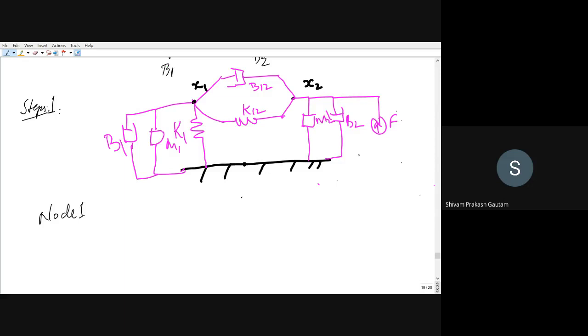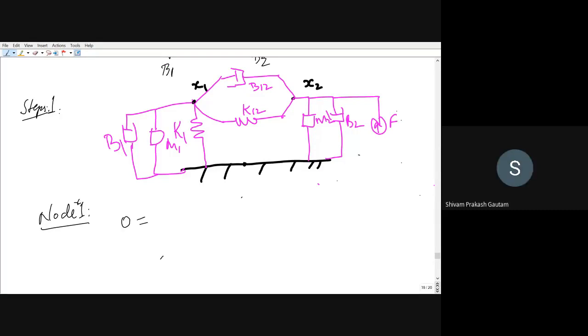Now we will apply Newton's laws at node 1. Do you see any external force at node 1, that is X1? No, sir. What is the rule? You put the external forces on one side and all the other forces on the other side. So first we are applying at node X1. You can write I1 or X1, whatever you want. Do you see any external force acting on node X1? No, sir. This will be 0.